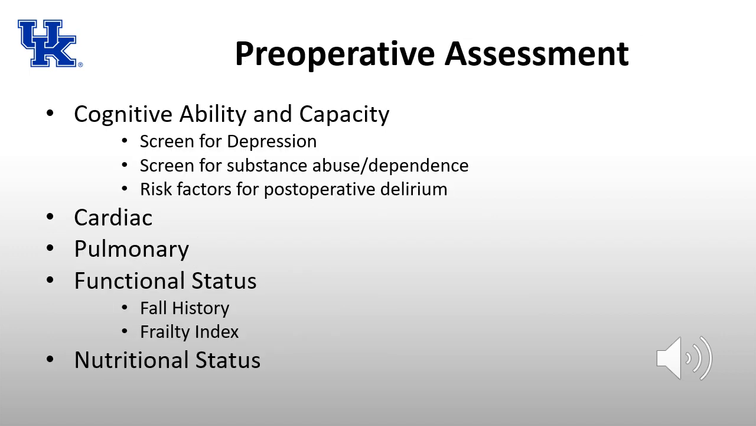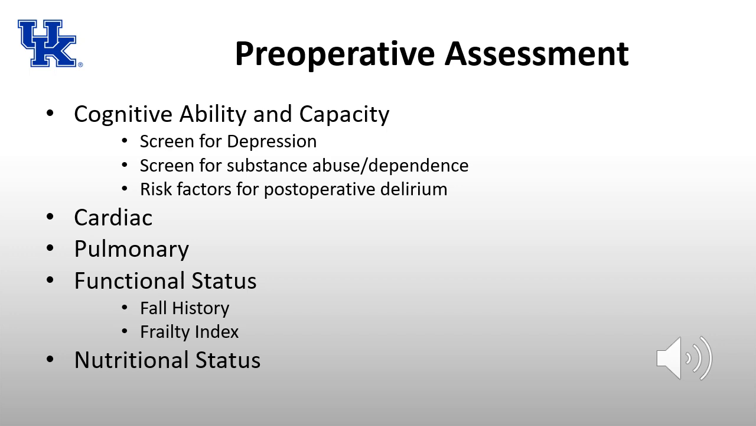So how do we modify our preoperative assessment for geriatric patients? A structured, checklist-assisted process for geriatric patients is recommended by the American College of Surgeons National Surgical Quality Improvement Program, also known as NSQIP, and the American Geriatric Society. For geriatric patients, we should include an assessment of the cognitive ability and their capacity, including screening for depression, screening for substance abuse and dependence, and identifying risk factors for postoperative delirium.